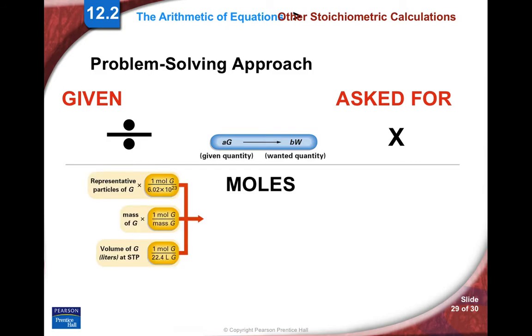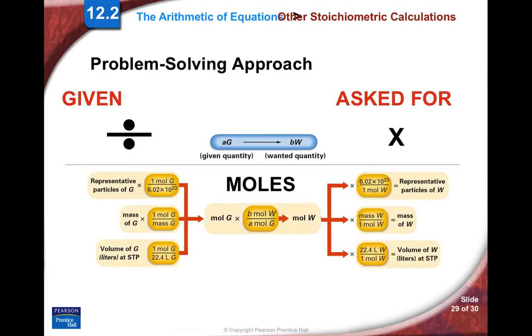Here's the slide I was thinking of. So this is our roadmap. Remember, whenever you're starting out with particles, grams, or liters, you're going to divide by something to get to moles of your given substance. And then once you have moles of your wanted substance, you're going to multiply by something, depending on what you're trying to convert to. Again, most of the time you're going to take one of these, go through moles, and come out at a second one. It's a multiple step problem.